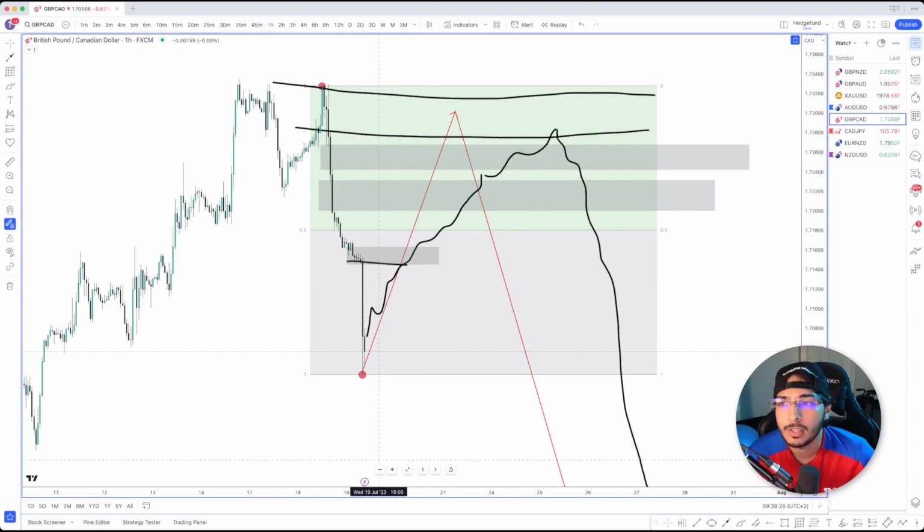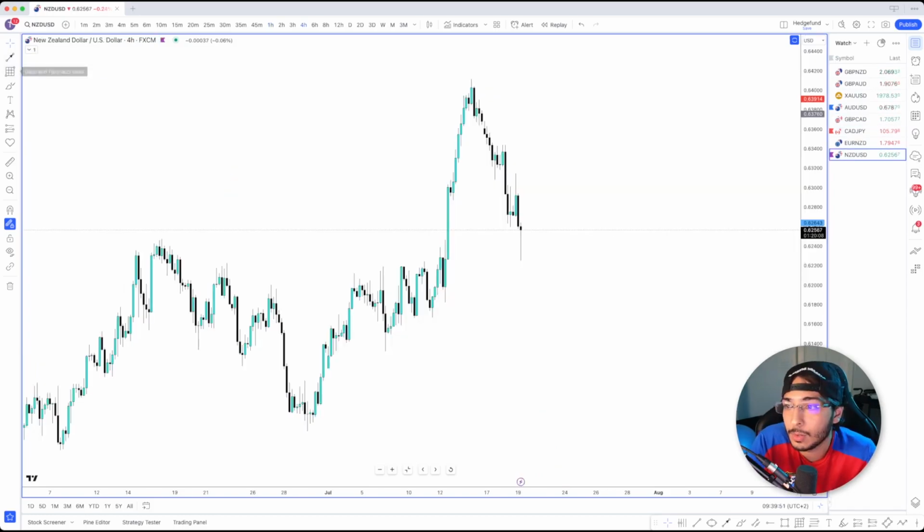In regards to GBP CAD, I want to see that pull back down, but we'll see what's good with that. So this is interesting. This might be something that you can actively look to do something with.